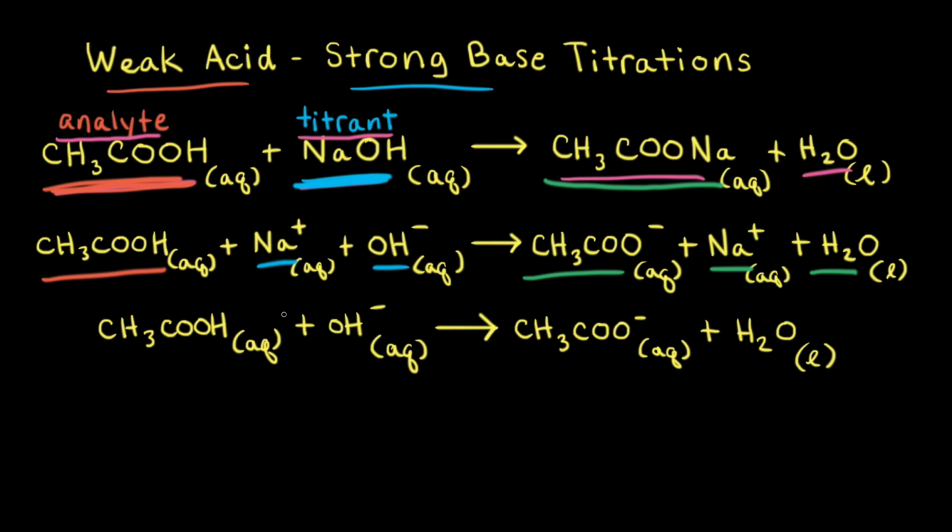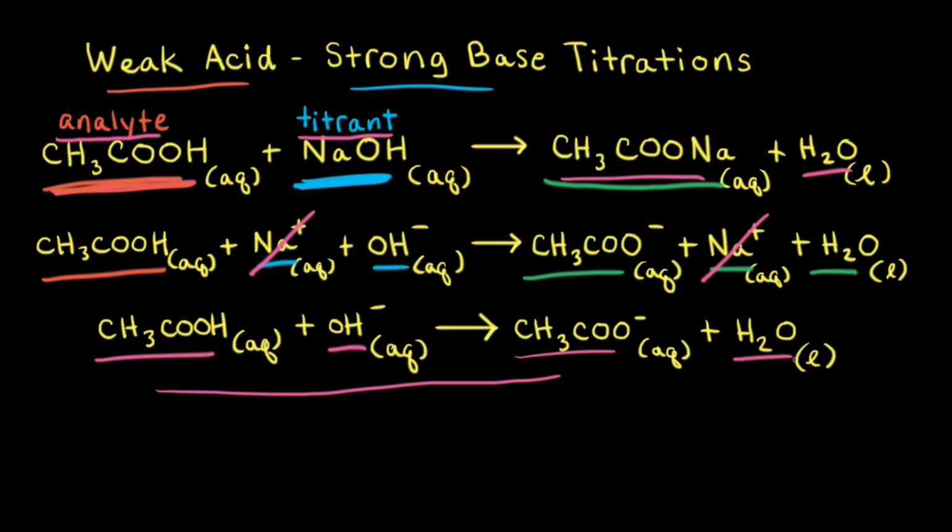For our net ionic equation, we leave out spectator ions. Since sodium cations are on the left and the right side, when we take those out, we're left with the net ionic equation for this weak acid strong base titration. So acetic acid reacts with hydroxide anions to form the acetate anion and water.